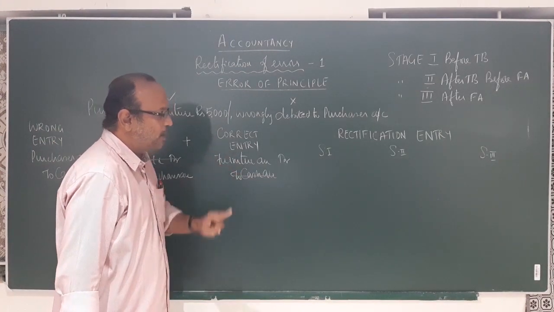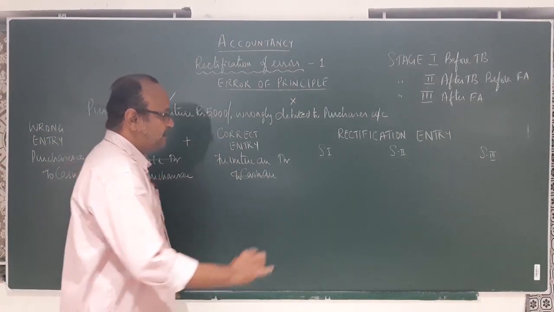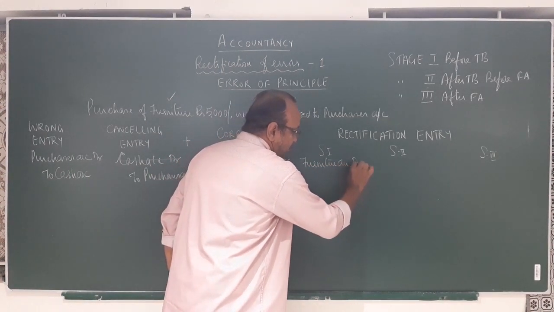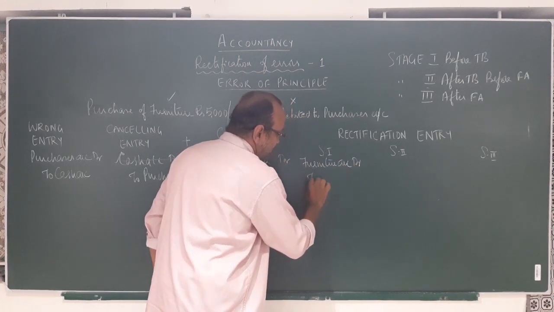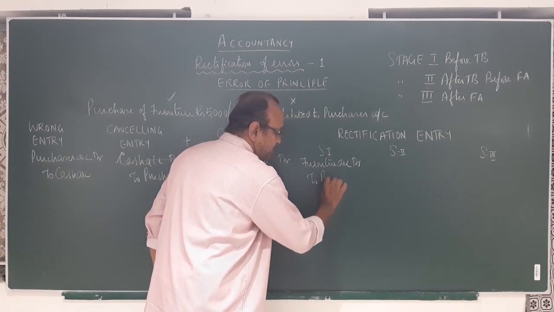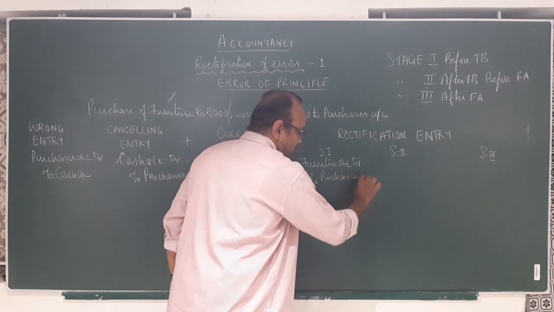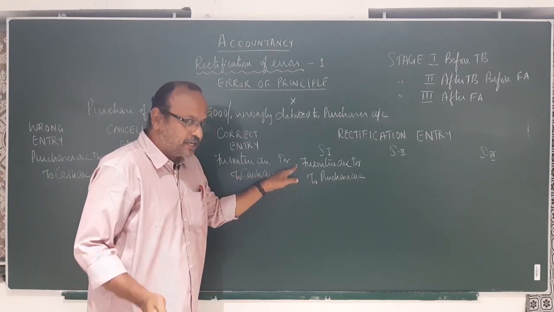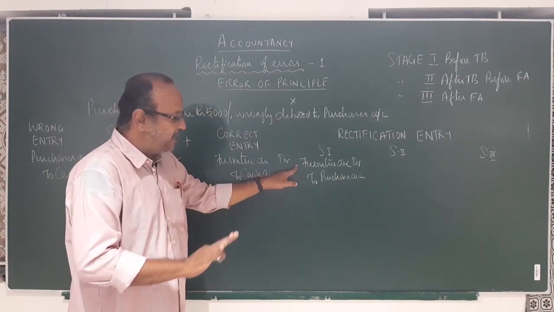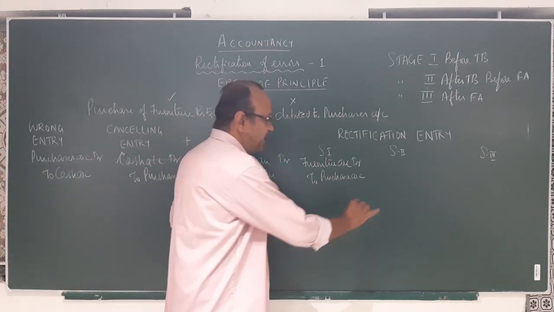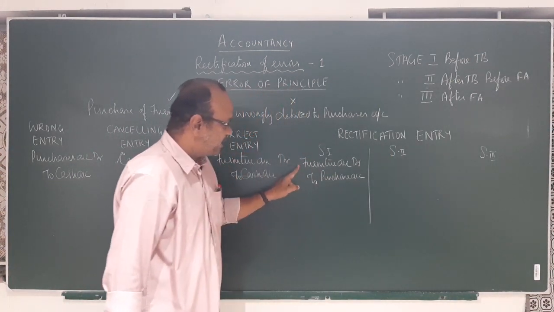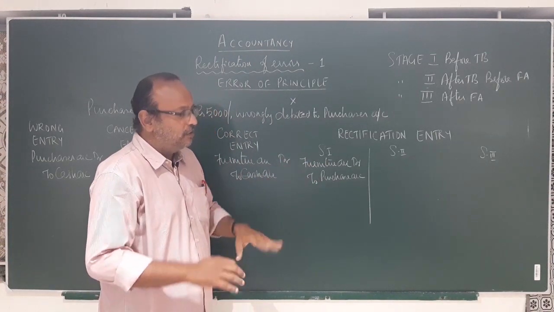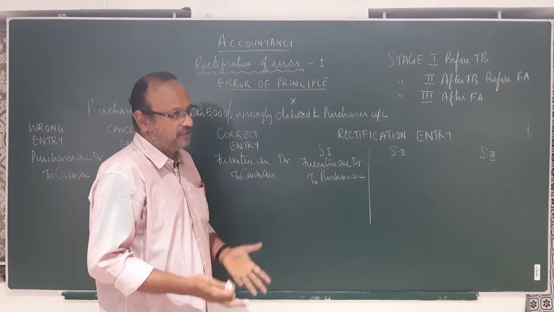So, in stage 1, before preparation of trial balance, we will be writing the rectification entry as furniture account debit to purchases account. We have debited to purchases account, we are cancelling it. Furniture account should have been debited, we did not debit that day, today we are debiting it. So, in stage number 1, before preparation of trial balance, this is the journal entry, furniture account debit to purchases account.